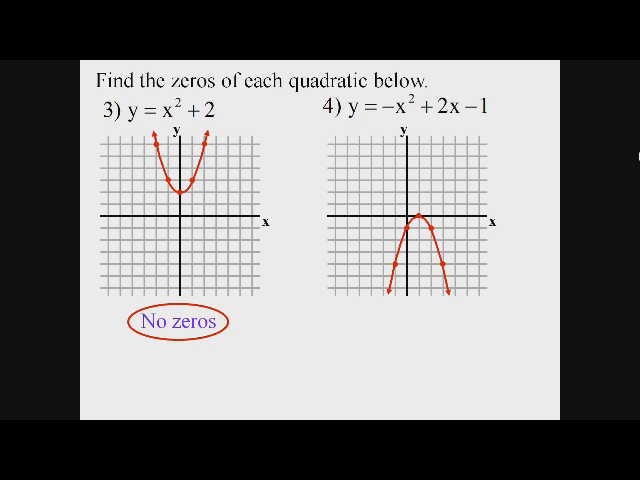In problem number 4, it's the rare case where the vertex of the parabola is right on the x-axis. The parabola touches in one point only and then turns around and goes back down. So that one value is your x-intercept. When you plug it in, you get 0. It's the only value that'll produce 0 for y. So 1 is your only solution. So it's possible to have 2 x-intercepts, no x-intercepts, or 1 x-intercept.